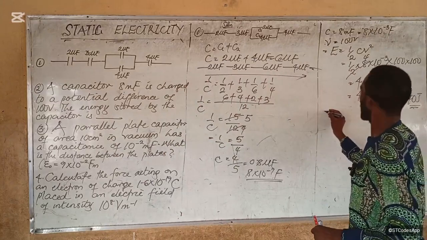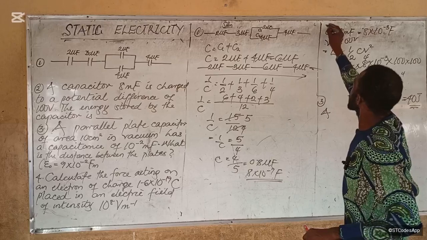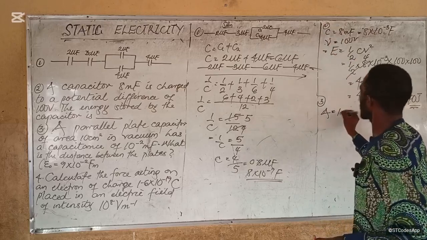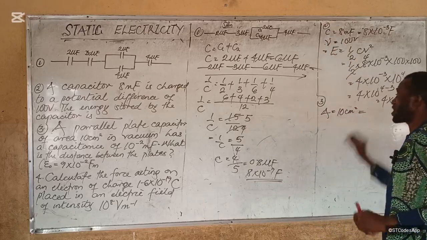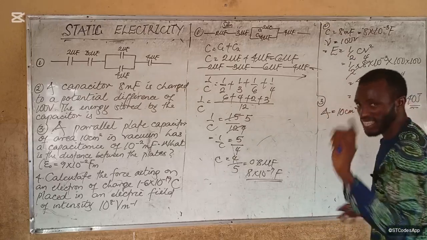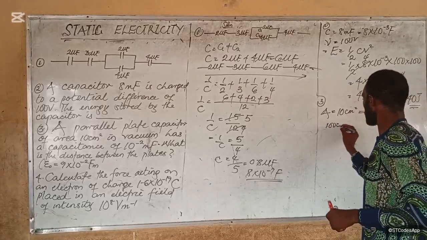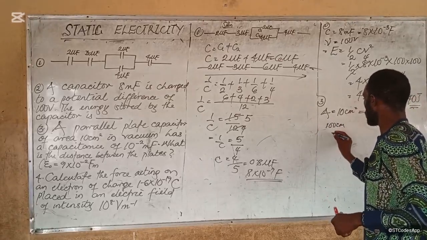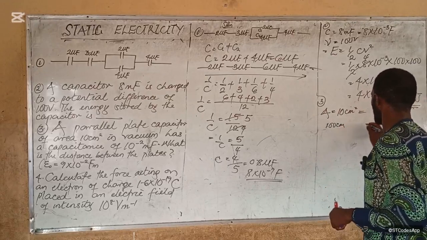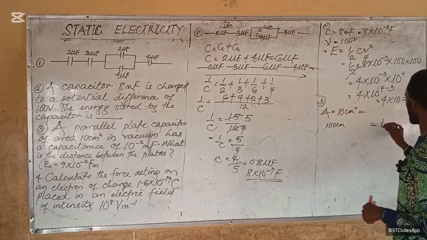The next one, number 3: a parallel plate capacitor of area A. Number 3 says area is 10 centimeters squared. Now, immediately convert it to meters. It's very simple, just follow me. You know that 100 centimeters is equal to what? 100 centimeters will give you 1 meter, right?